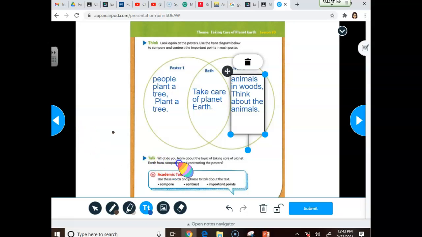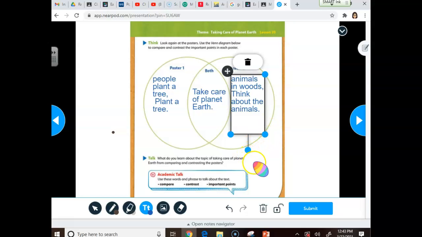Okay, now what do you learn about the topic of taking care of planet Earth from comparing and contrasting the posters? Did we learn different information from the two? Yes, we did. We learned in one about plants, like planting trees. And then in the other one, we learned about taking care of the animals. So we learned two different ways of taking care of the earth.